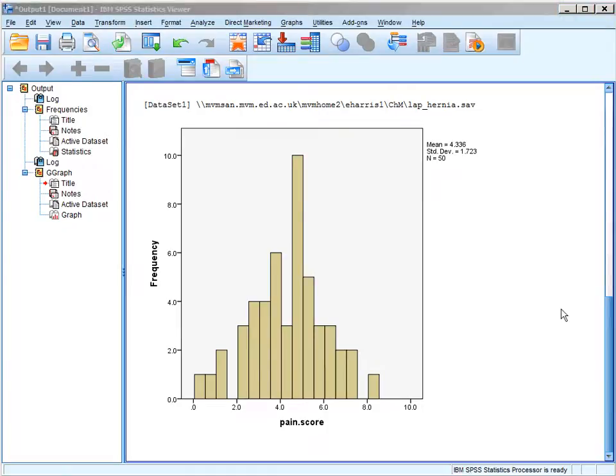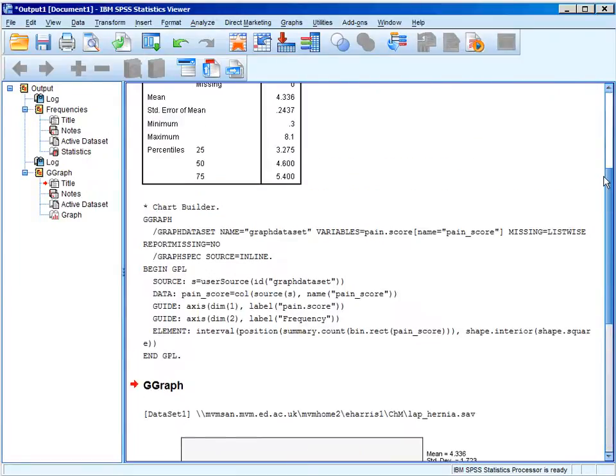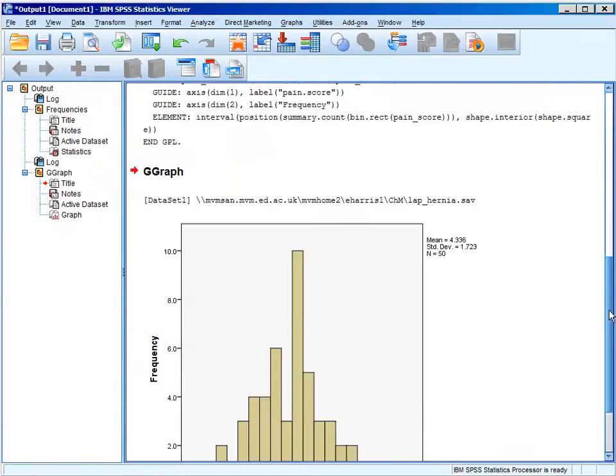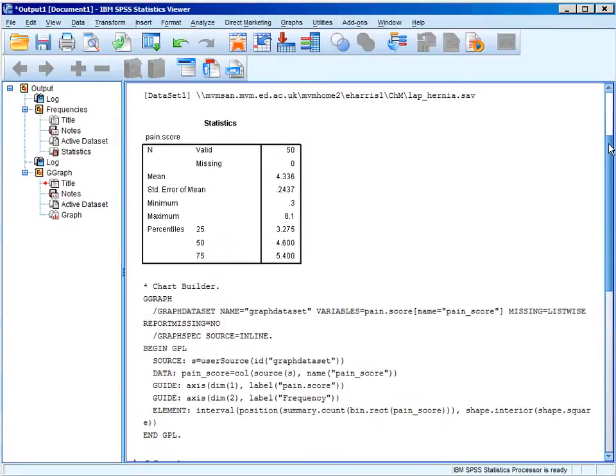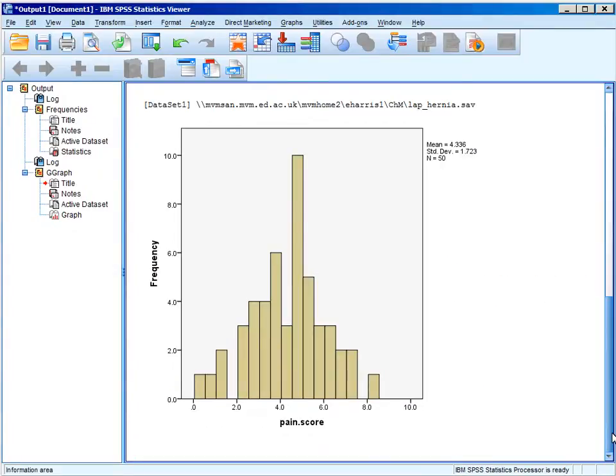So the most important thing to realise about a p-value is that the p stands for probability. So let's think about that looking at this histogram. From the frequencies that we've done, we know that the median is 4.6, and the mean is 4.3. So what is the probability that any of these patients has a pain score that's greater than 4.6?